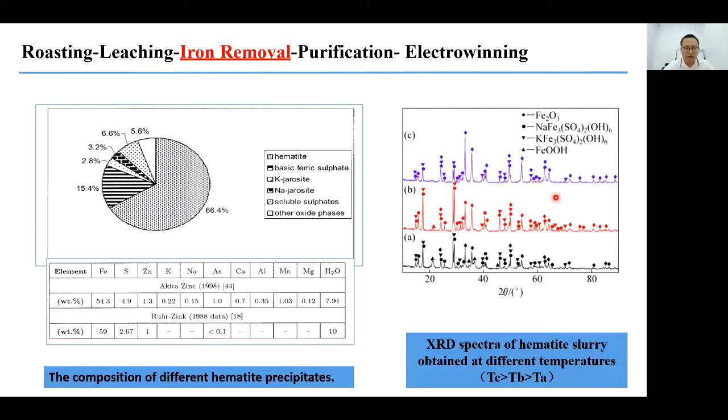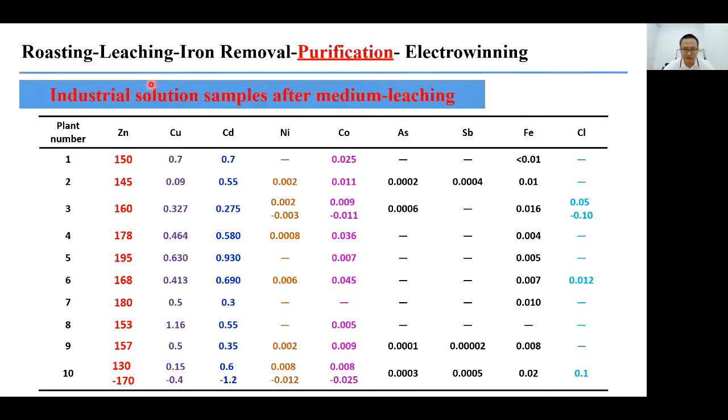So after iron removal, the pH value is around 4 or slightly larger than 4, and the solution is ready for the purification. After iron removal, the solution contains quite a large amount of zinc, and the iron content can be very well controlled. But there are some other impurities, like copper, cadmium, nickel, cobalt, antimony. These should be recovered, and this is the first target. And second, those elements have negative impacts on the electrowinning. So we have to remove them in the purification stage.